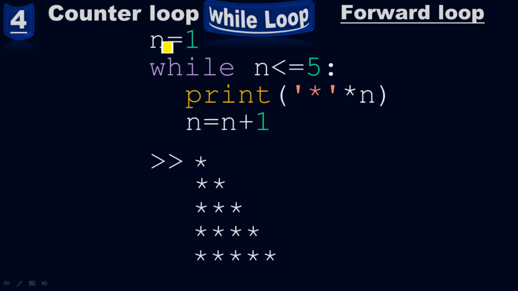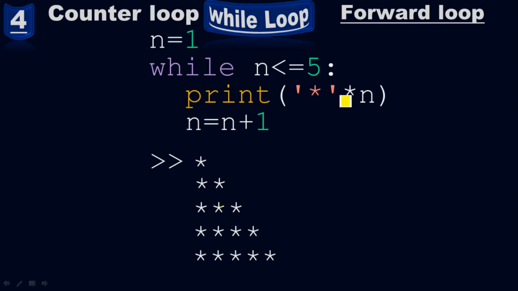Look, initially n is set to 1, and then the condition says that n must be less than, but at the same time equal to 5. Equal to 5. And take the print of asterisk inside the quotes times n, and then add the counter loop formula, which is n equals n plus 1. When you run it, you will get this pattern.